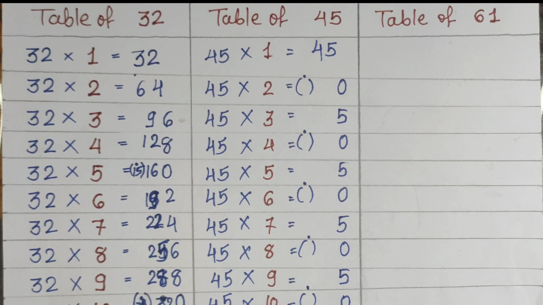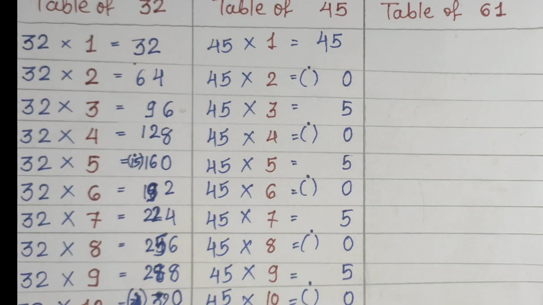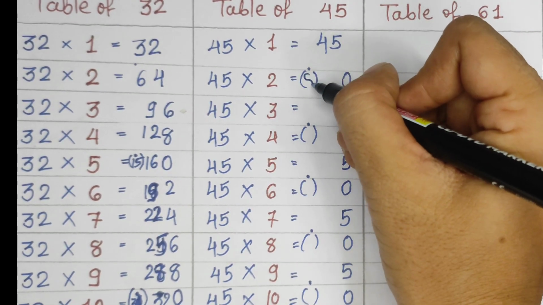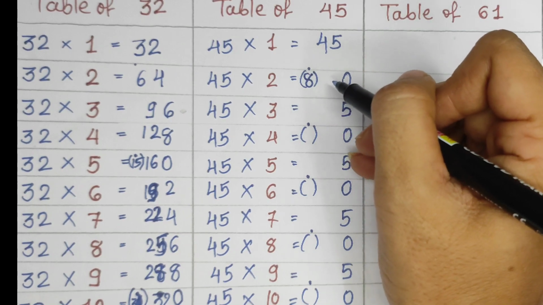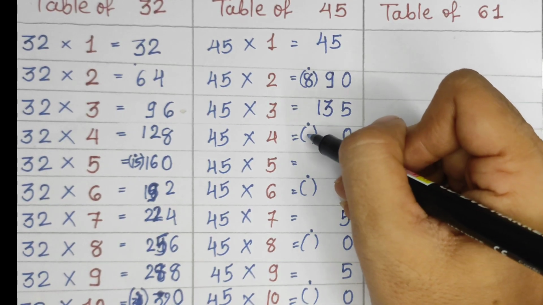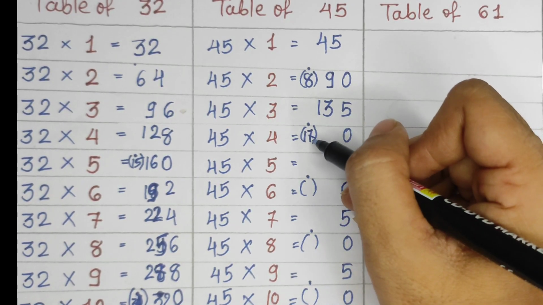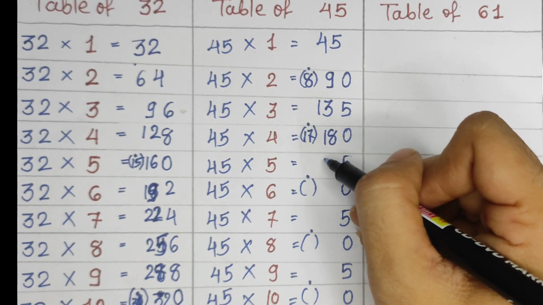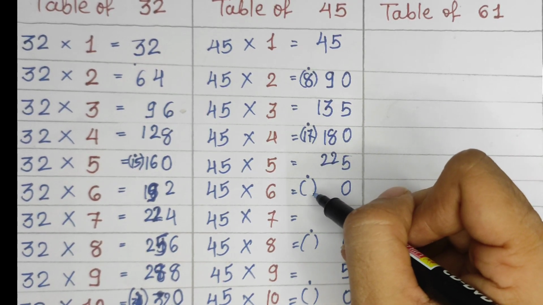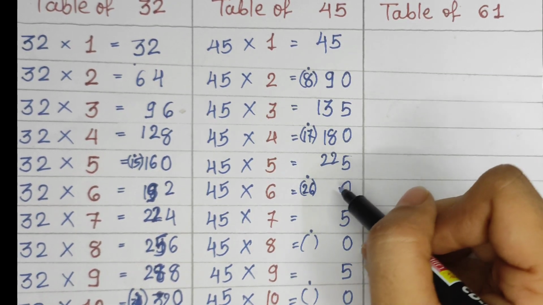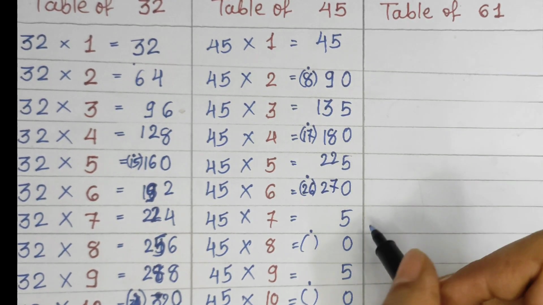The decade digit has 4. So keep adding 4 to the decade digit each time. 4 plus 4, 8. So we put 8 in bracket. Single sign on 8 means 9. 9 plus 4, 13. 13 plus 4, 17. Single sign on 17 means 18. 18 plus 4, 22. 22 plus 4, 26. Single sign on 26 means 27.